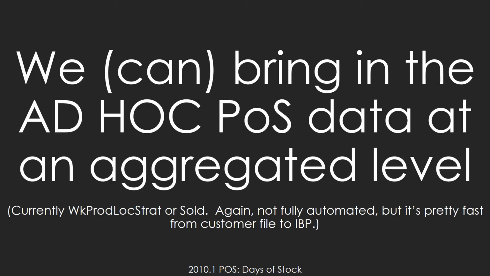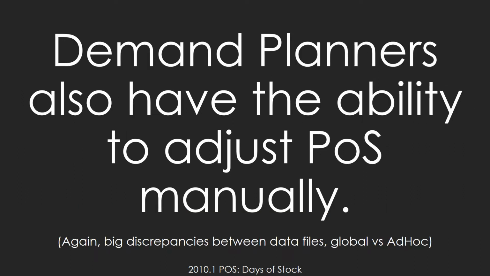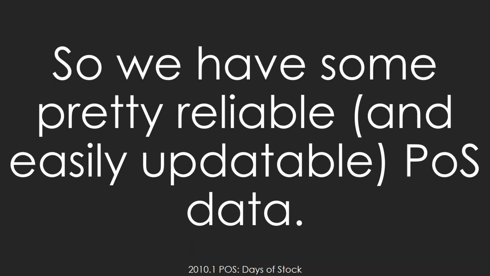Step 2, we can bring in the ad hoc point of sale data at an aggregated level. Currently, this is also at week, product, location, strategic customer, or sold-to. Again, not fully automated, but it's pretty fast from the customer file to IBP. Demand planners also have the ability to adjust the point of sale manually. Again, we're finding big discrepancies between the data files, global versus ad hoc. So we have some pretty reliable and easily updatable point of sale data.